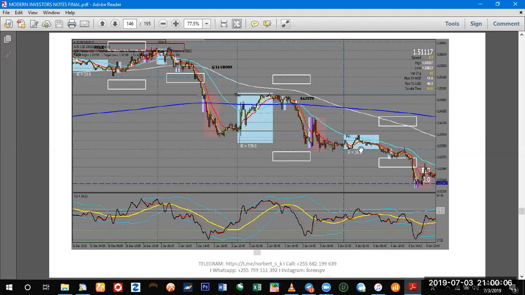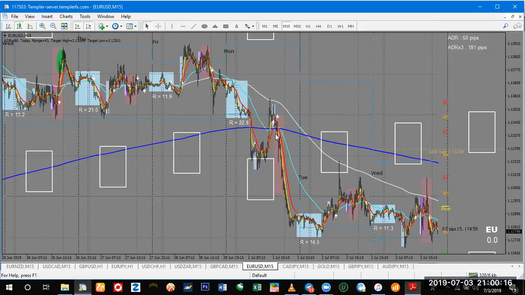That's another trade that you take using the moving average. Another trade is the blueberry trade. See this safety trade here. This was also a blueberry trade.